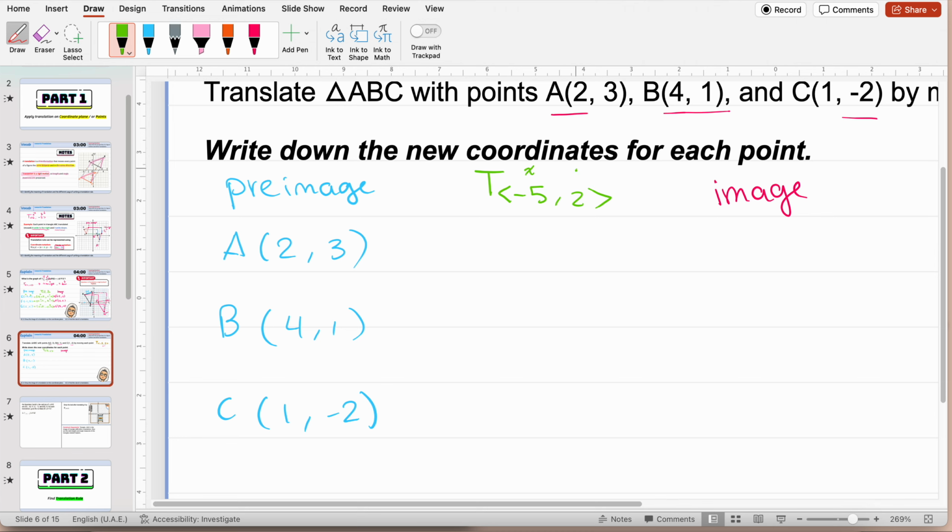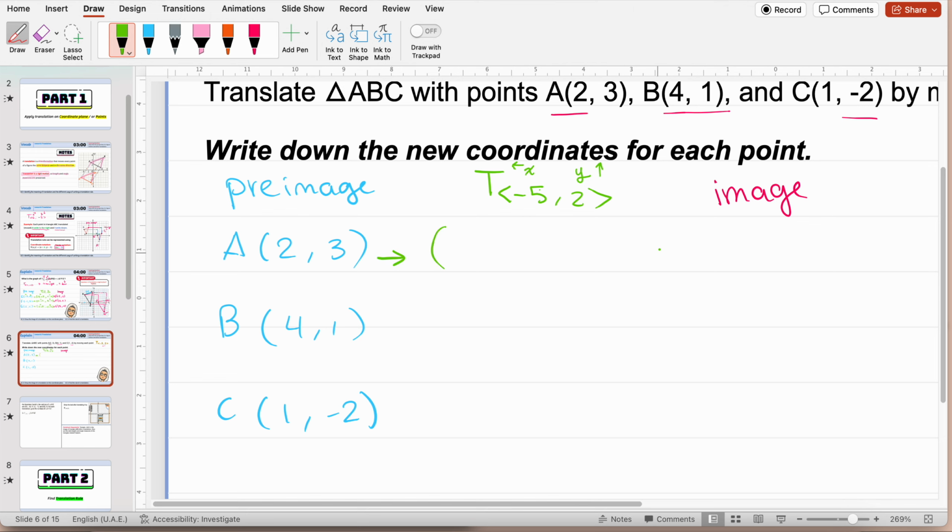So, what does negative 5, 2 mean? This one is on x, this one is on y. Negative 5 means 5 left. 2 positive means 2 up. I don't care much here because I'm just going to add them both ways. But I'll keep on repeating that just to make sure you really understand the meanings.